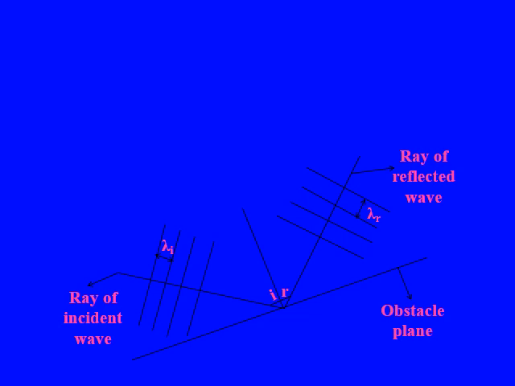Reflection of wave. Lambda i is the distance between two wave fronts. A ray of incident wave. This ray is the reflected wave, and lambda r is the distance between two wave fronts.